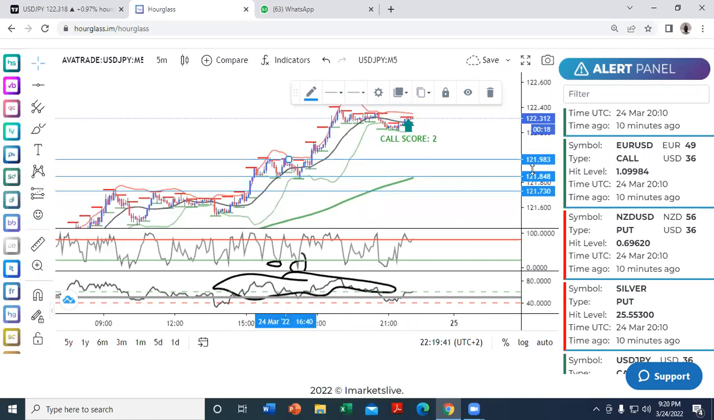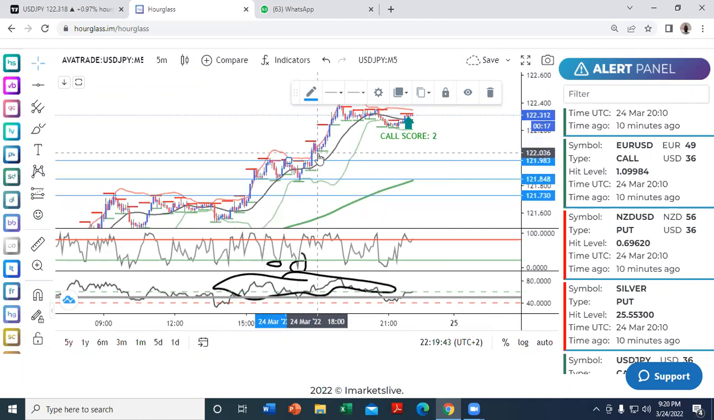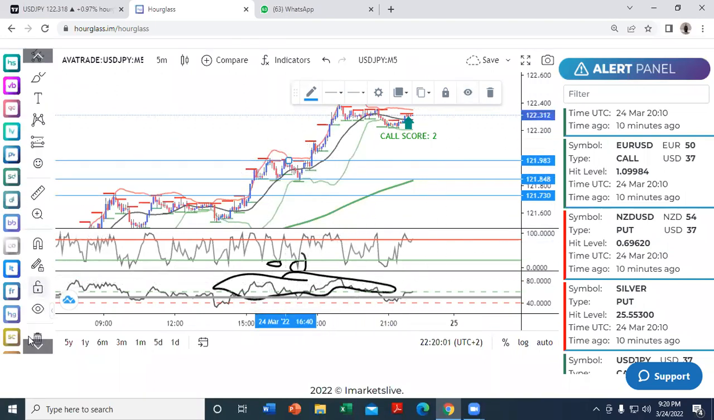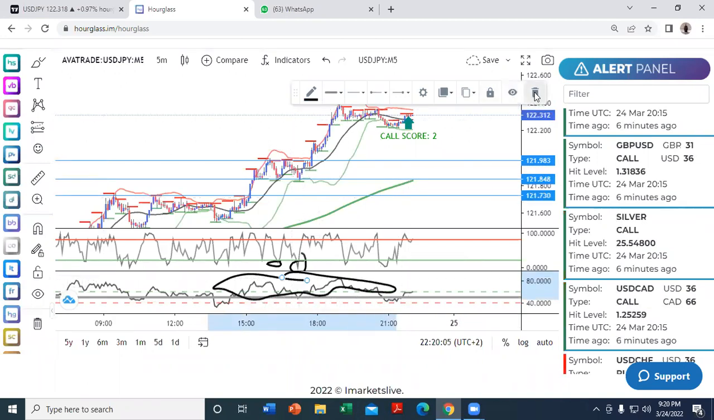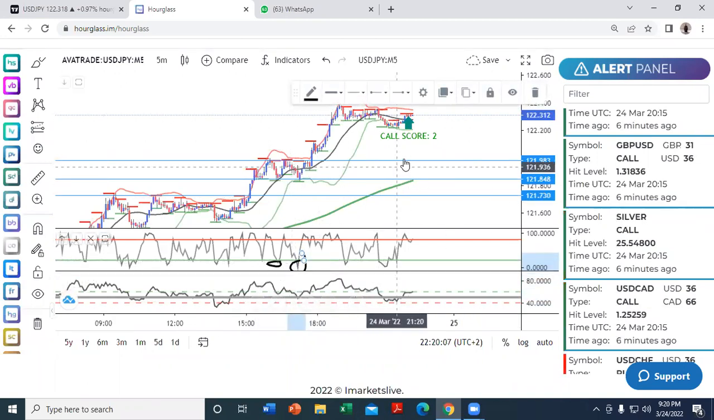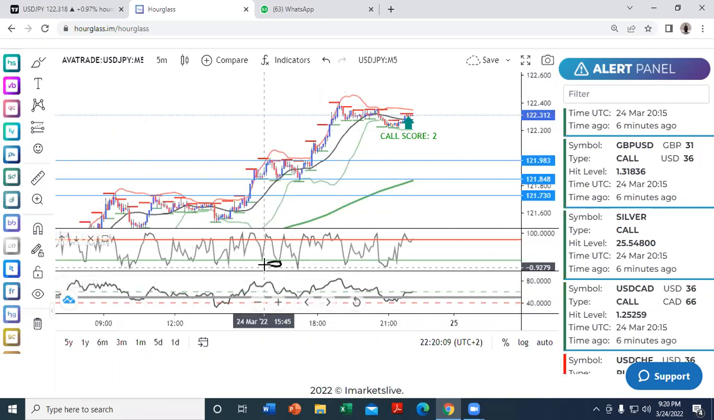Now, the market did not retrace all the way back here. Does that mean I don't take any trade? No. What I just wait for is further confirmation. Hourglass has already showed you that there's a minor support right here. So I let the market do its thing. Look at it. Sorry, let me just remove all of this so that it doesn't get confusing.